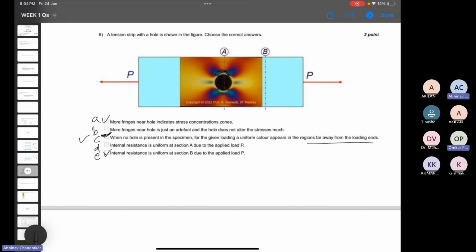But point C is talking about uniform color appearance in the regions far away from the loading ends. Even for the loading regions, it has not mentioned any region A or B. So for those cases there will be fringe formation, and because of the center loading there will be zero stress. So on the longitudinal side only we'll see the fringes. And that is my explanation to it.